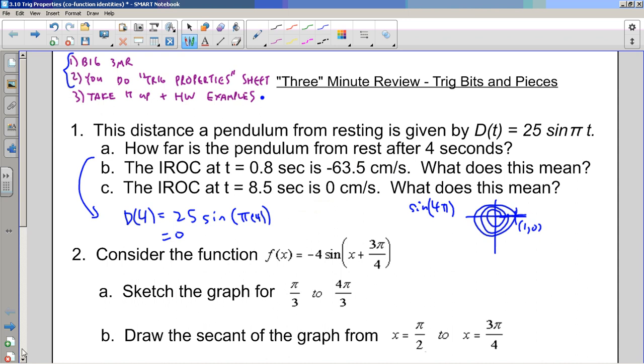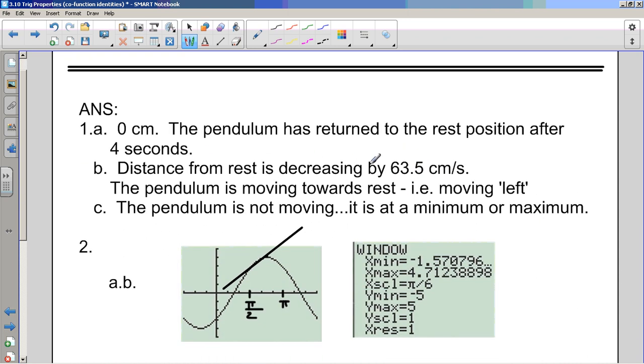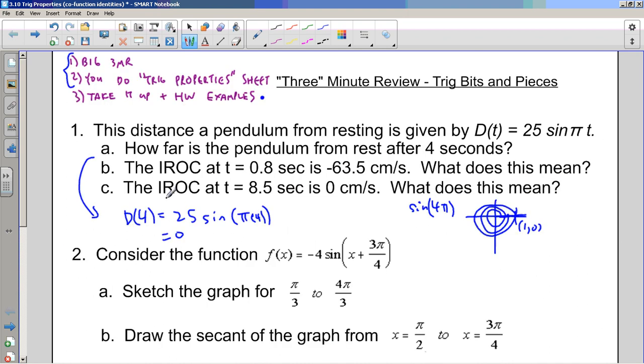What does this mean? Well, the answer says the distance from rest is decreasing, because it's changing, and decreasing because it's a negative, right? Since the IROC is negative, we know it's decreasing. So that also means it's moving towards rest, right? It means it's moving back towards, it's moving left.